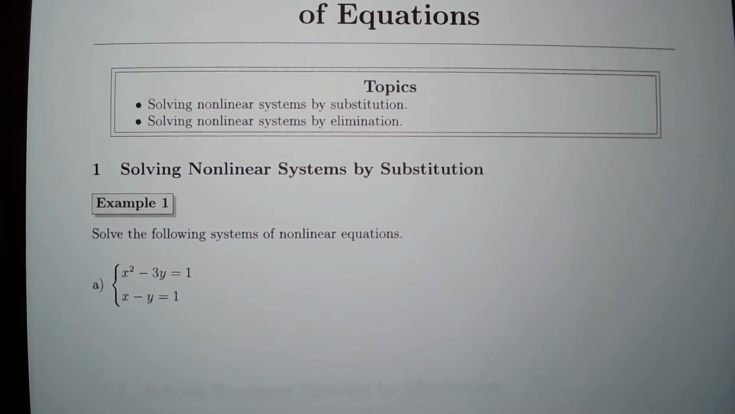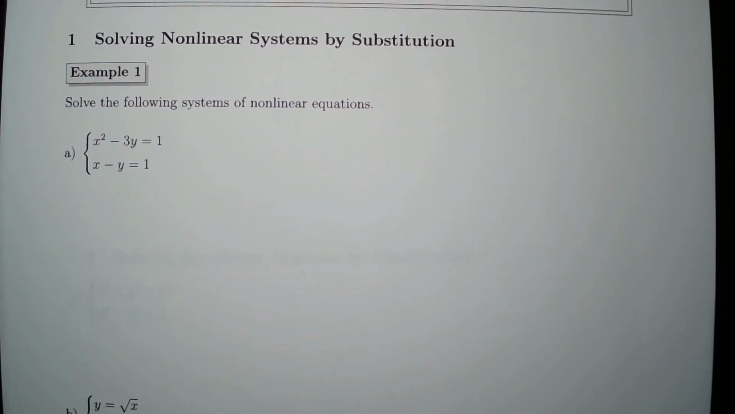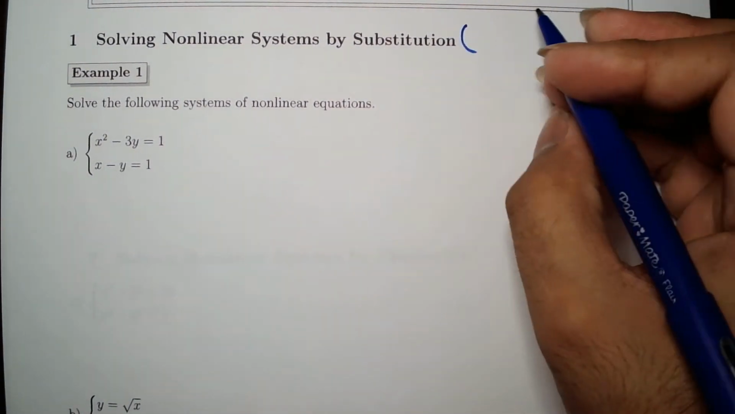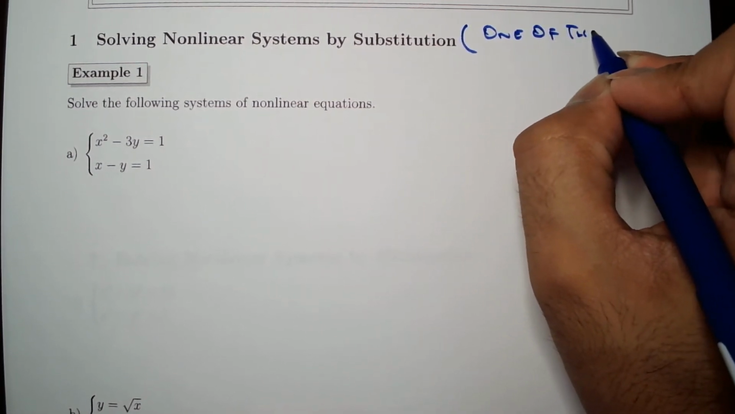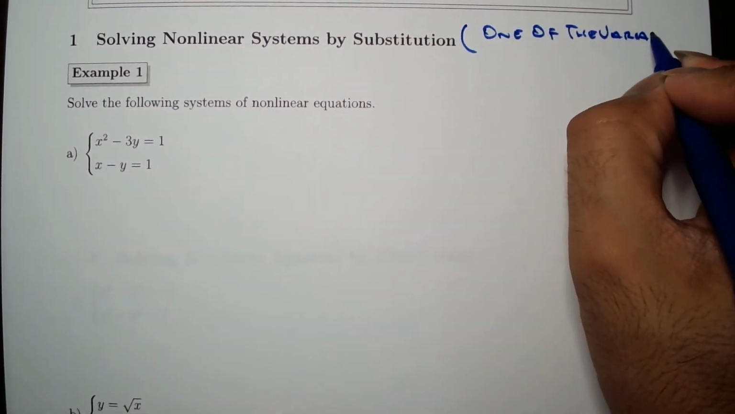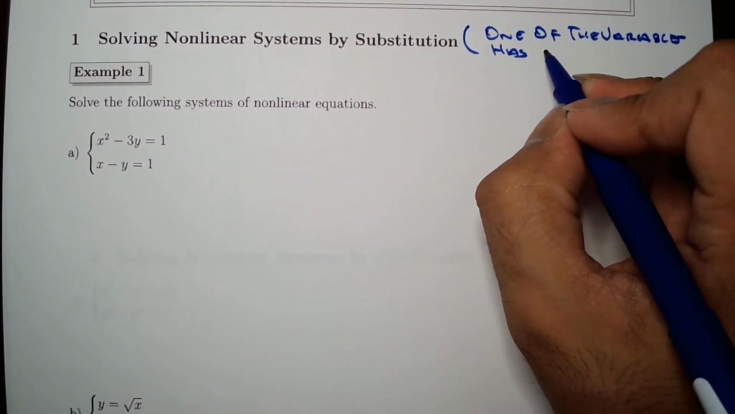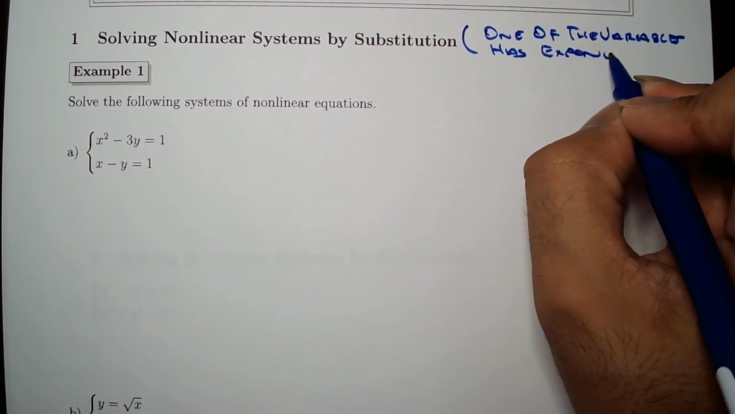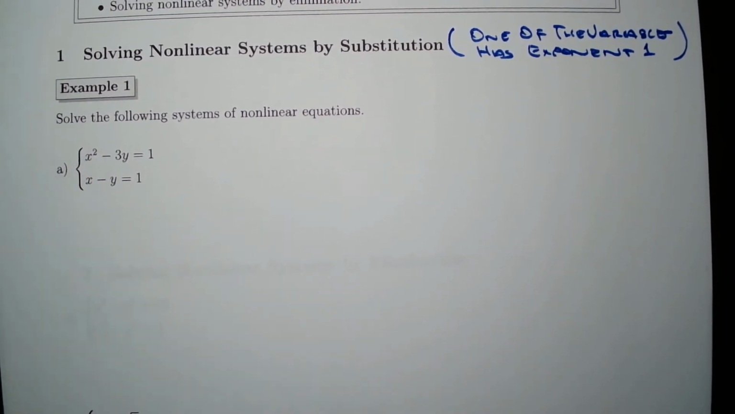So the two general strategies to solve this kind of nonlinear system are, again, substitution and elimination. But when do we use one? When do we use the other? We would use the method of substitution when one of the variables has an exponent of 1. We have an example like this, and in this case what we do is the substitution.